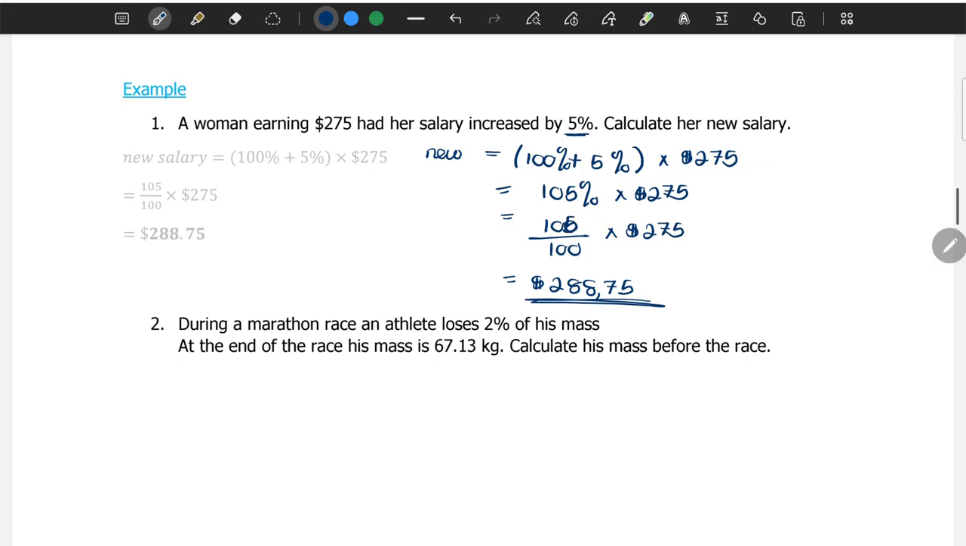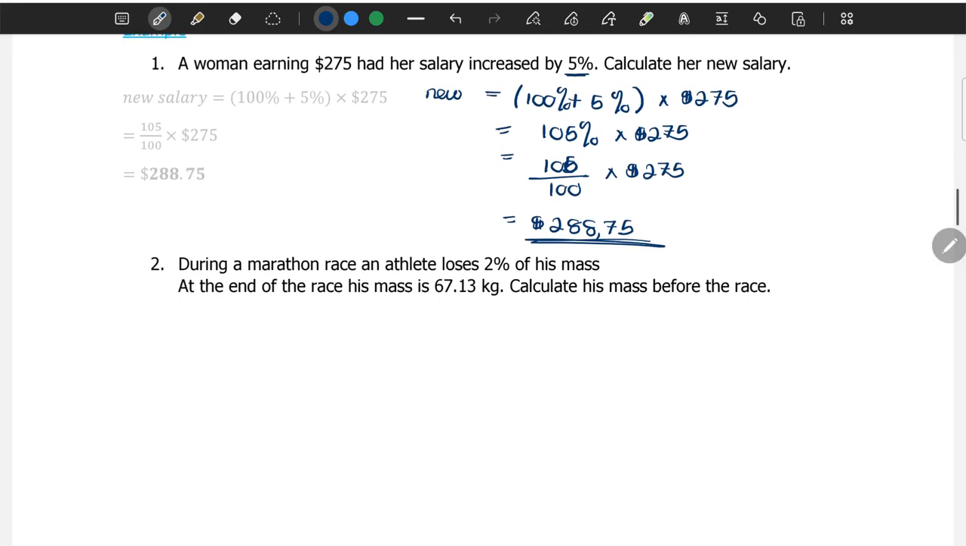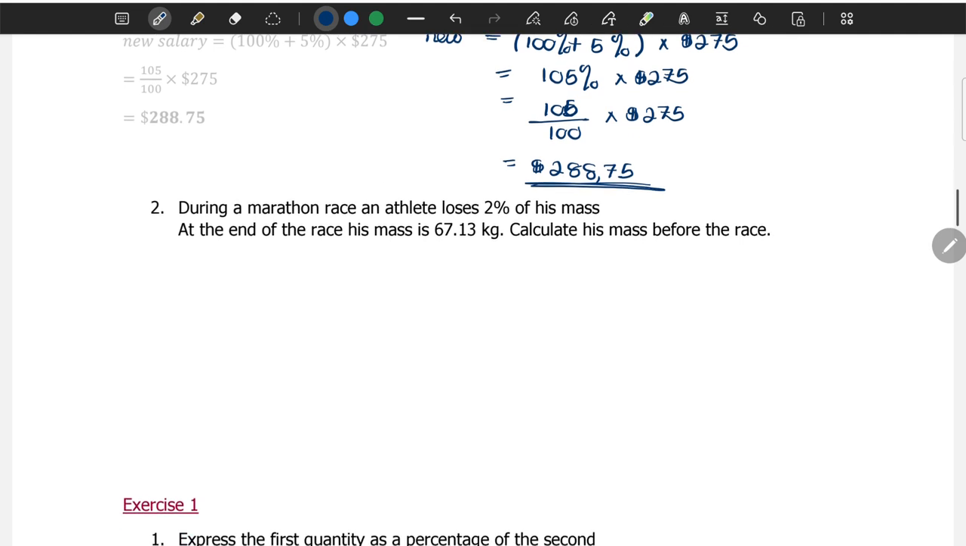And then the next says, during a marathon race, an athlete loses 2% of his mass. At the end of his race, his mass is 67.13 kg. Calculate his mass before the race. So highlighting that this is at the end, so this is the final. And we want his mass before. We know that he lost 2%, right?